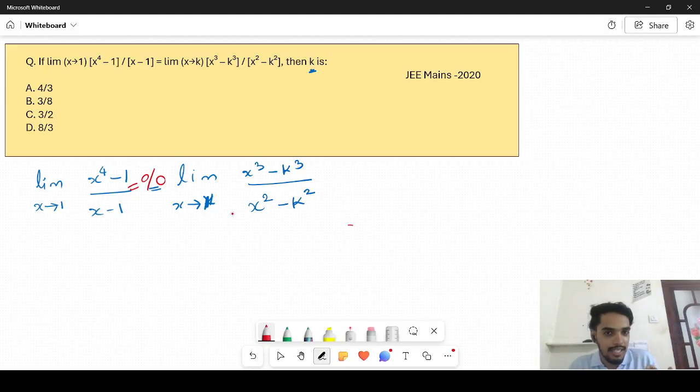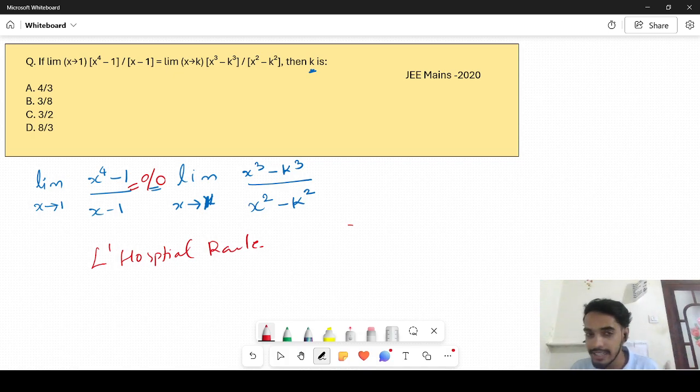Now if a limit question comes to be 0 by 0, we have a golden rule: L'Hopital's rule. A few people pronounce it differently, but the correct pronunciation is L'Hopital. So according to L'Hopital's rule, what will we do?